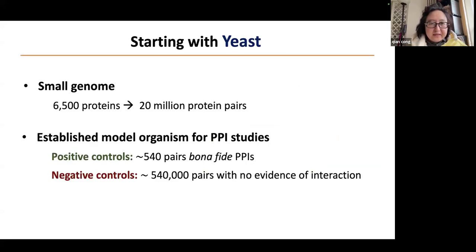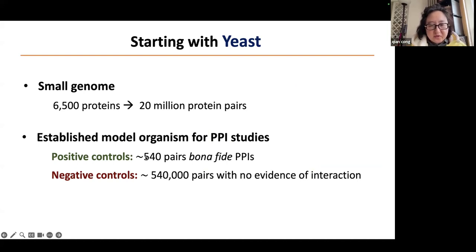So then we moved on to yeast, which is a model organism of protein-protein interaction, and it's a eukaryote. Compared to E. coli, yeast has a little bit more proteins. They form about 20 million protein pairs, and it is an established model organism for PPI study. So we can easily assemble two sets.